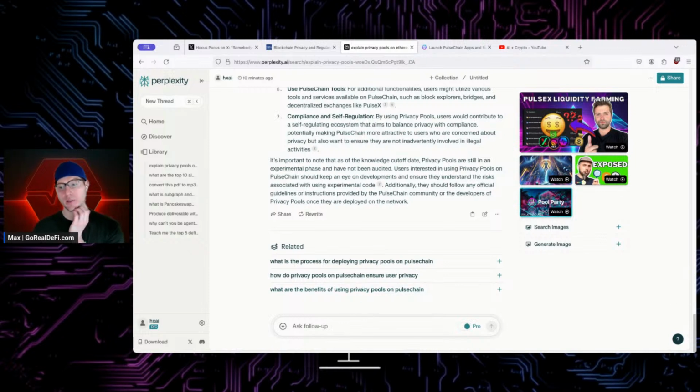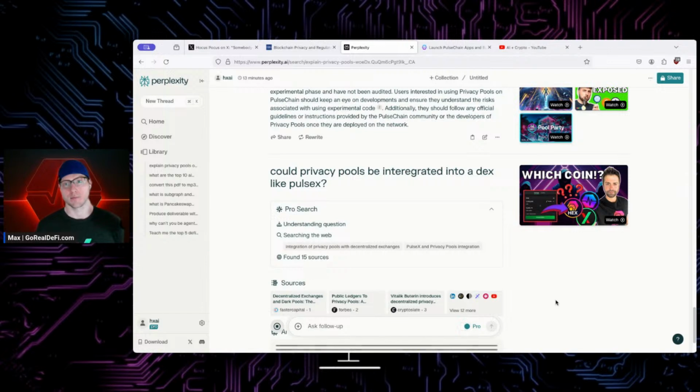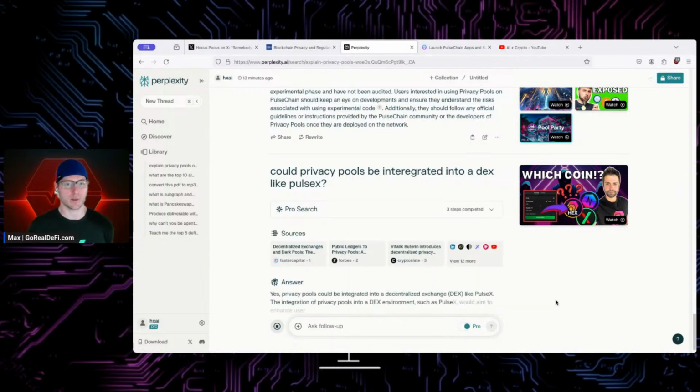So the only other question I can think of is, would this be a separate product, or could it be integrated into the products we already have, such as PulseX, or another DApp that's been launched already? So could privacy pools be integrated into a DEX like PulseX? I'm just going to ask, because that would be an interesting feature. Oh, you can deposit into the privacy pools too. Like you could have a tab that says privacy.